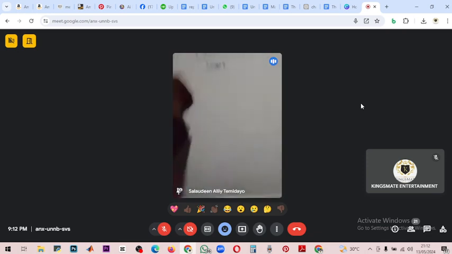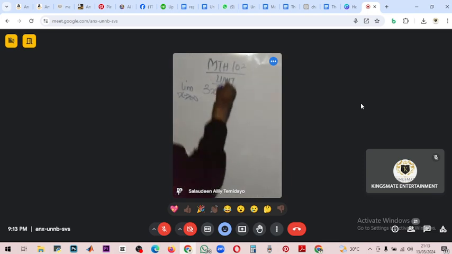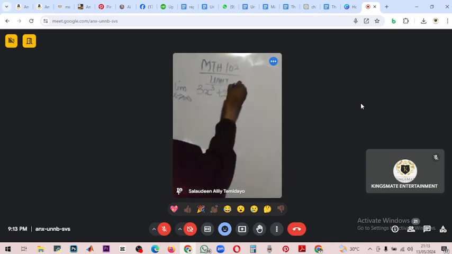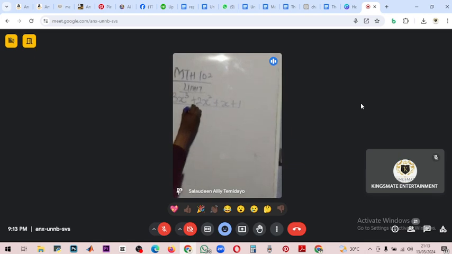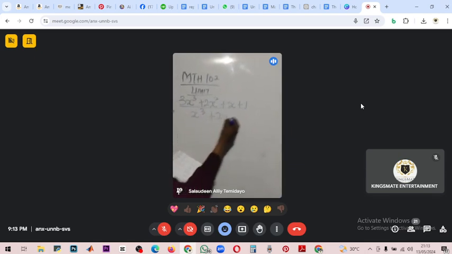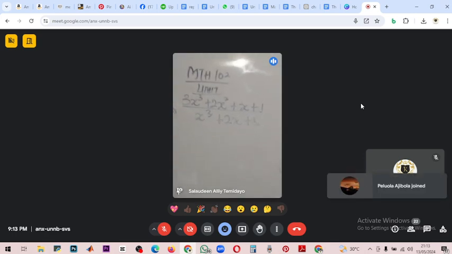Great. So everyone, you have to be very attentive here. It involves some mathematical tricks too. Here is the question. It says limit x to infinity of 3x cubed plus 2x squared plus x plus 1, all over x cubed plus 2x plus 5. So now we are taking the limit to infinity.